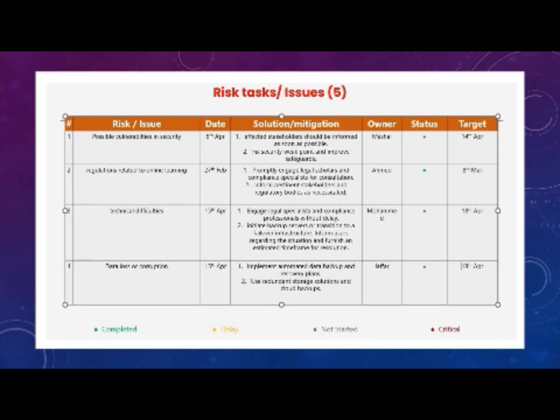And the fourth one is data loss or corruption, and the owner is Ja'far. The prevention is to do automated backups and redundant cloud storage. And this is also not started, also due by 18th of April.